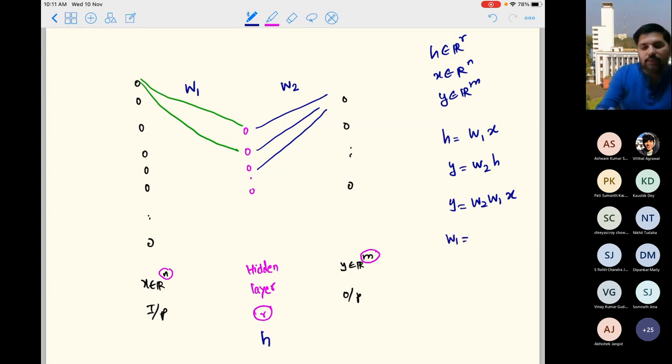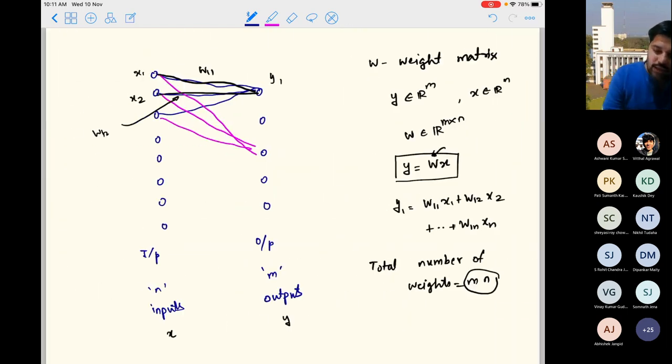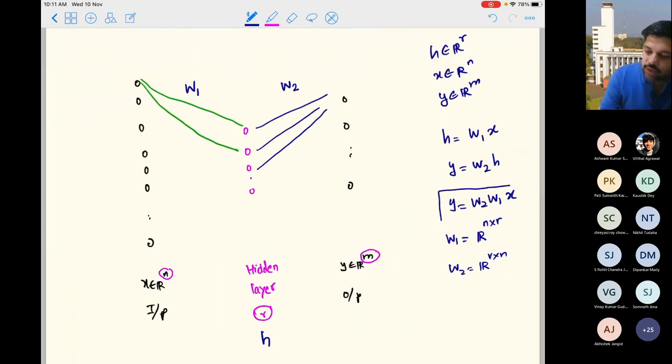And what are the sizes of matrices W1 and W2? W1 is now Rn cross r, is that correct? And W2 is now r cross m, is that okay? These are the sizes of W1 and W2, and this is the relationship that I have: y is equal to W2 W1 x. Previously, the relationship was y is equal to Wx. Here the relationship is y is equal to W2 W1 x.